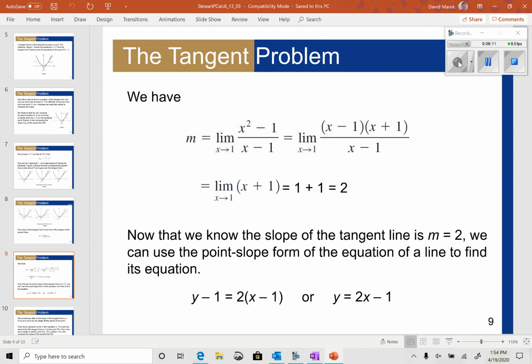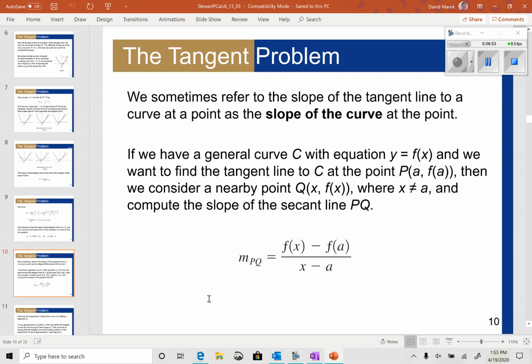Now that we've got the slope of the tangent line, we can put it into the point-slope formula. y minus y sub 1, the y coordinate of our point of tangency, which was 1, is equal to m, the slope we just found, which was 2, times the quantity x minus x sub 1, where the x coordinate of our point of tangency was also 1. Do a little distribution, combine like terms, and put it in slope-intercept form. y equals 2x minus 1 is the equation of the tangent line.